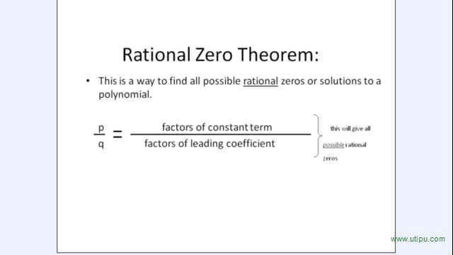So, how do we find zeros? Well, a good place to start is with the rational zero theorem. This is a way to find all the possible rational zeros or solutions of a polynomial. Now remember, rational numbers are numbers that can be written as fractions. They will not include things like square roots unless it's a whole number. They will also not include imaginary numbers. Now, this rational zero test will give us all the possible rational zeros or solutions to a polynomial.